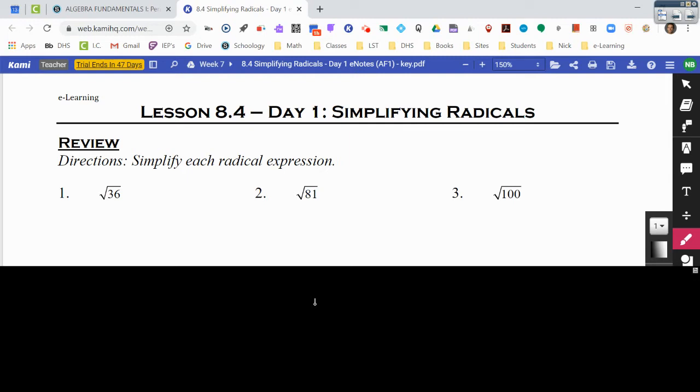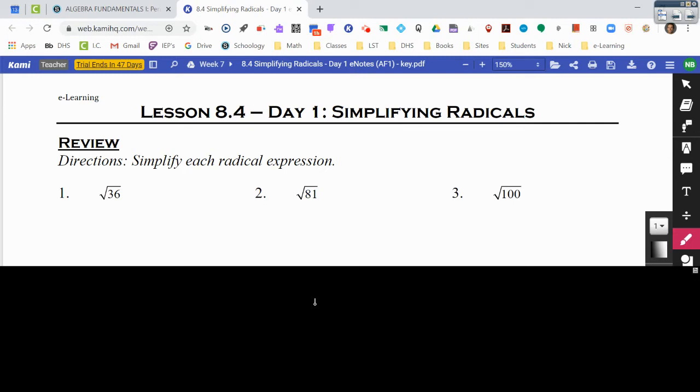So today, again, print out these notes if you can. Otherwise, take out a sheet of paper and write down all these example problems that we're going to do together here. First, I want you to do these first 3 problems. You can definitely use a calculator for these problems. I want you to simplify each of these radical expressions. Number 1, we have the square root of 36. Number 2, the square root of 81. And number 3 is the square root of 100.